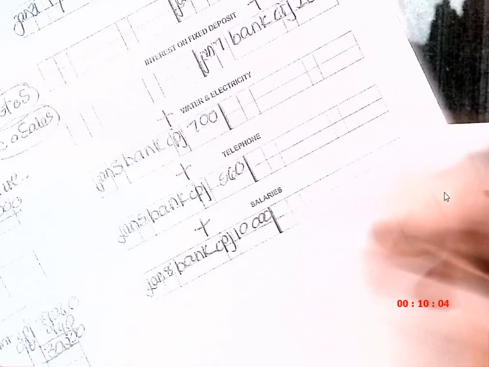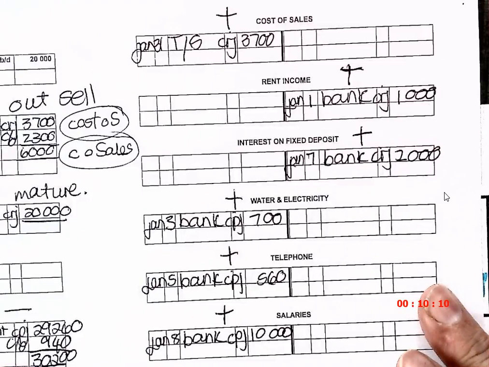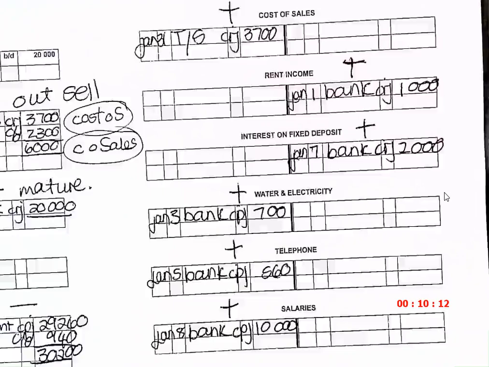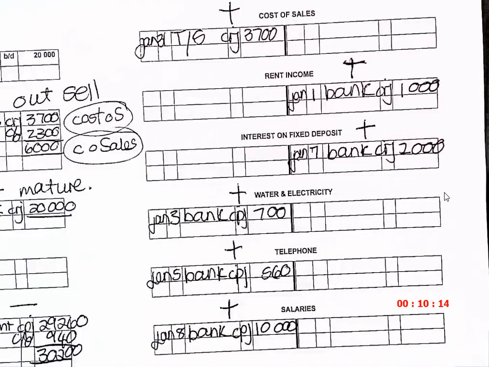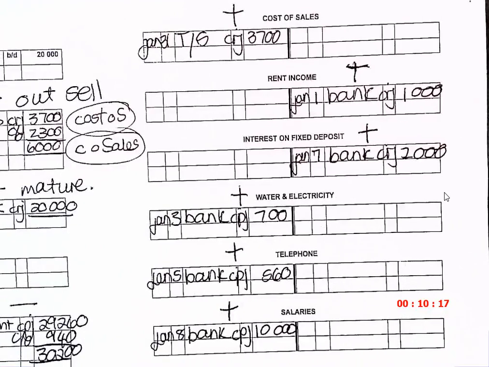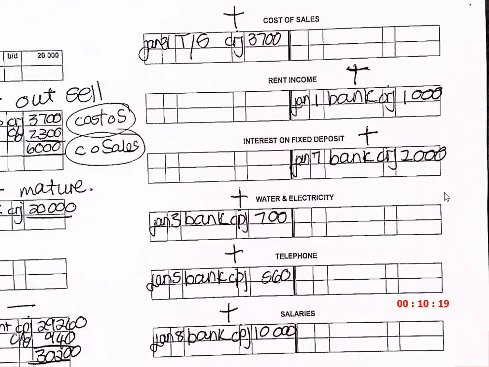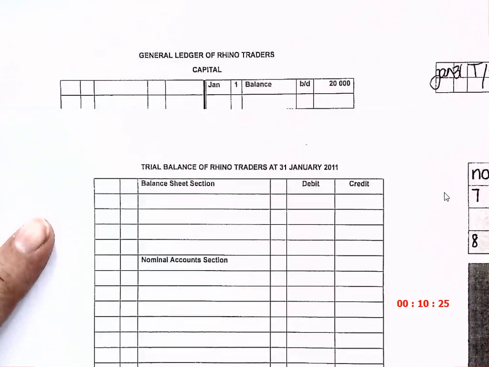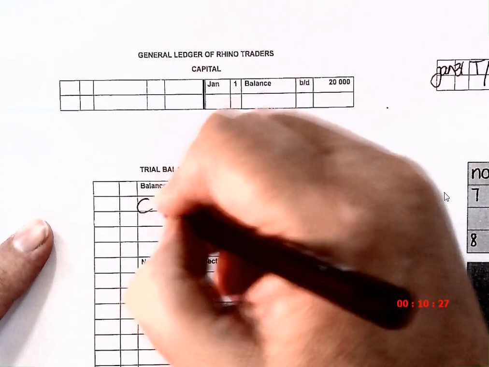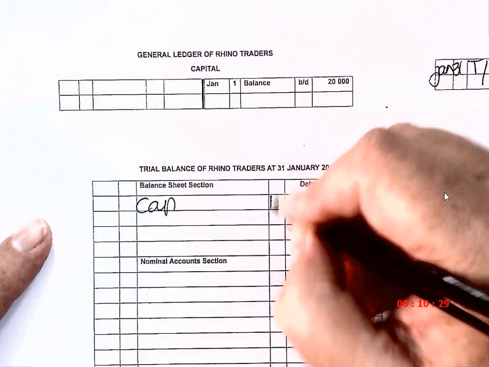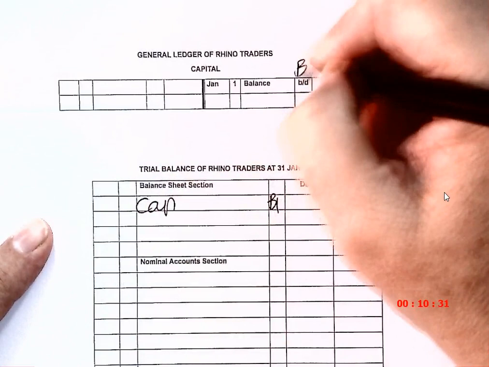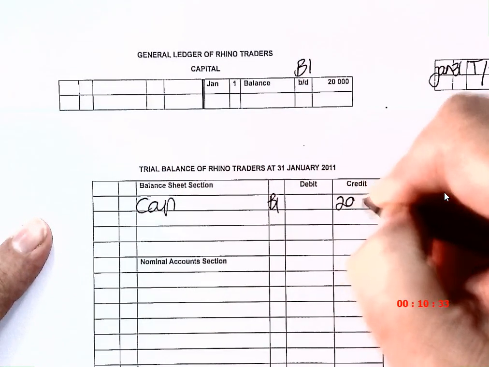And now they want me to do, oh sorry, I'm moving this thing like crazy. I'm so sorry. Okay, so now I want to go and do a trial balance. And a trial balance, I literally rewrite the balances of each account. So I start. Capital. I've still got only B1. So let's make that one B1, 20,000.